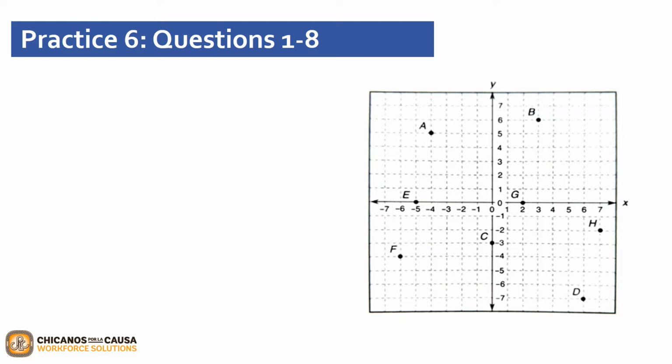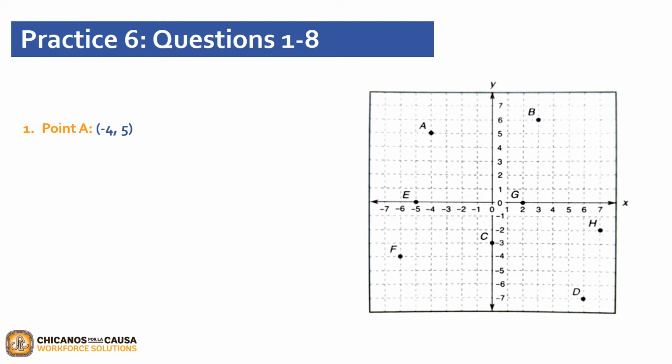So as you can see with this problem, we've already been provided the grid. So now we just have to find the ordered pair for each one of those points. So let's start with point A. Starting at the origin, we can see that it is 4 spaces to the left along the x-axis and 5 spaces up on the y-axis. This gives us an ordered pair of -4 and 5.